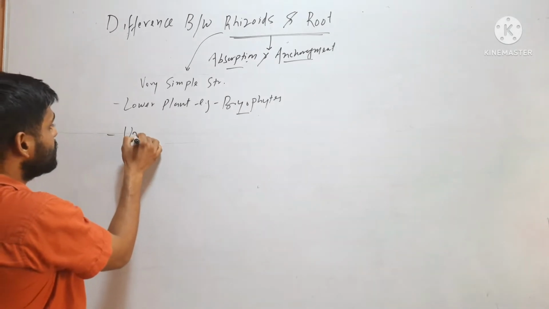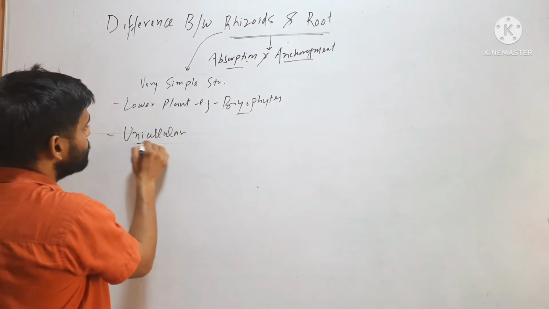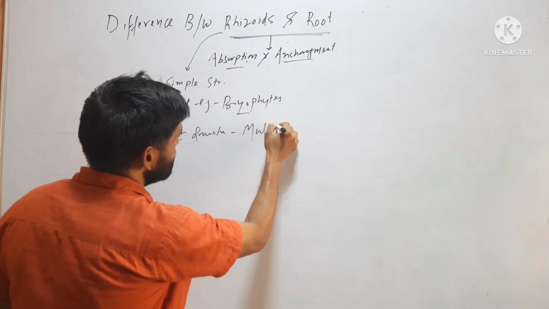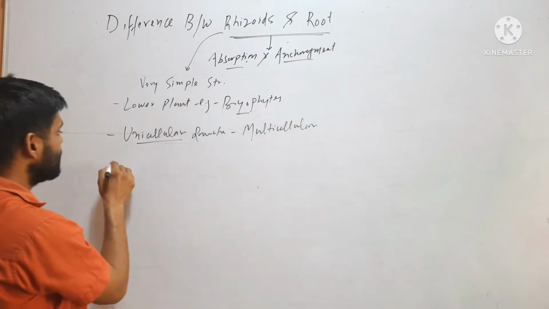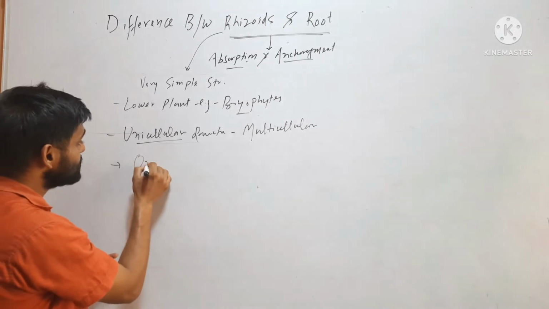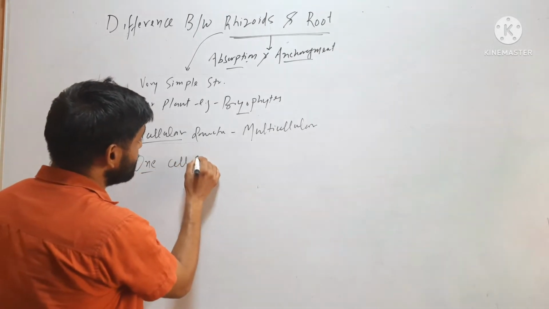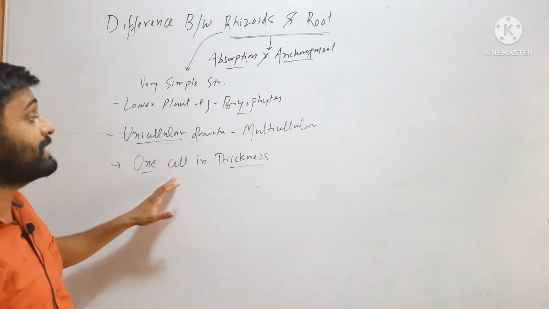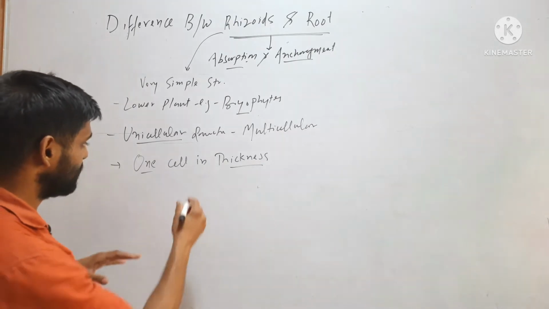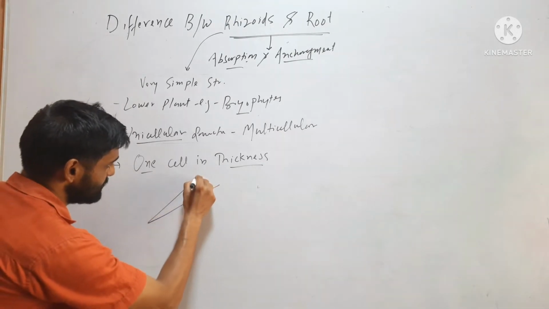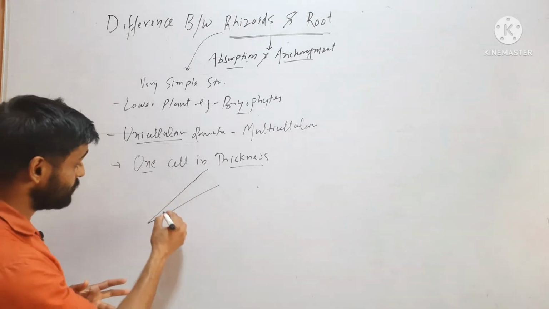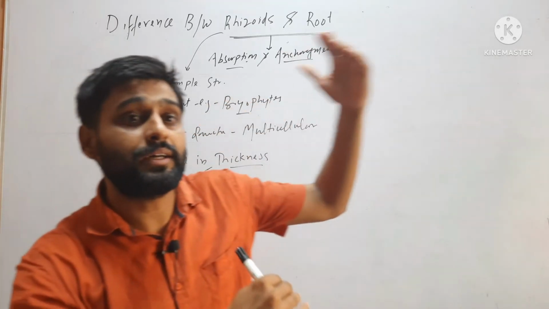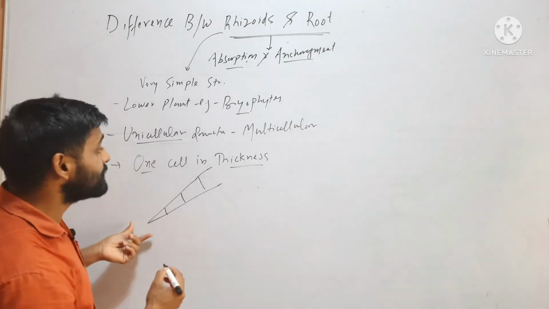They are usually unicellular, but sometimes may be multicellular. If they are multicellular, then they are always one cell in thickness. For example, if this is a multicellular rhizoid and this is one cell, it will be made up of cells present in rows one above another. There will be no cell in thickness, so it is one cell thick.